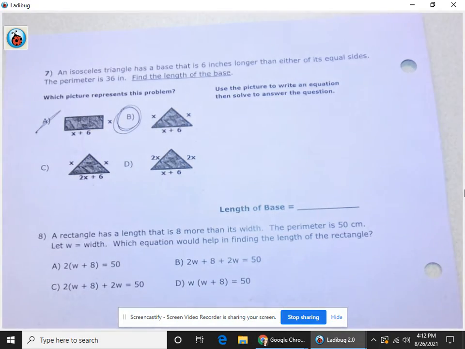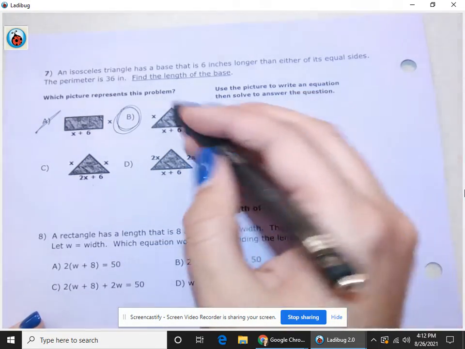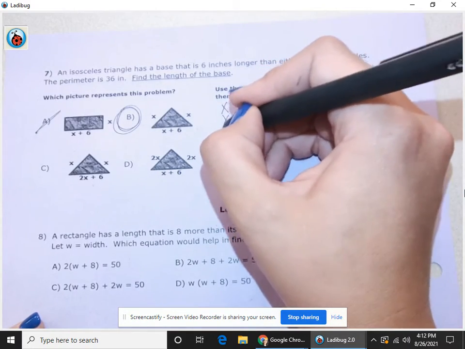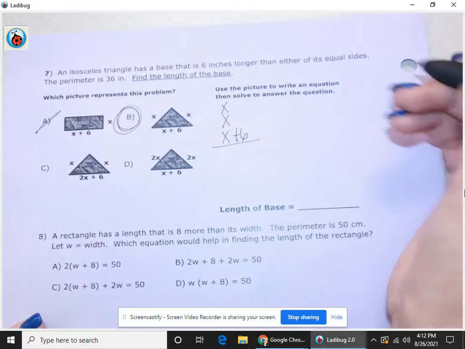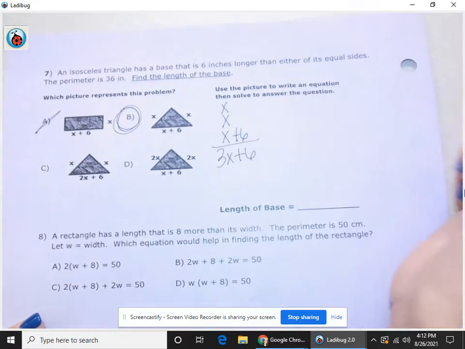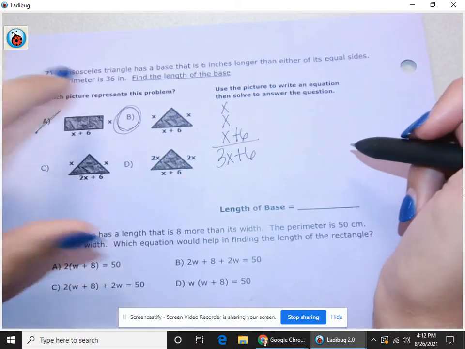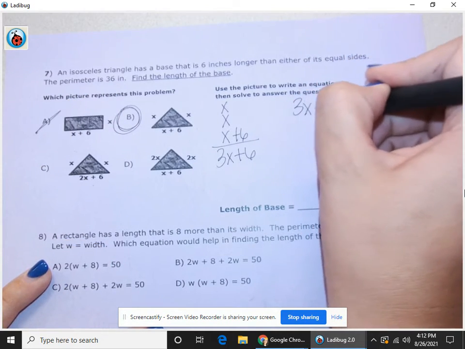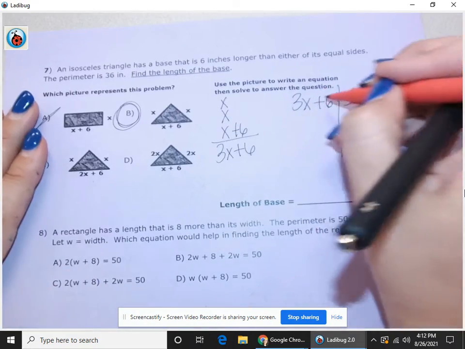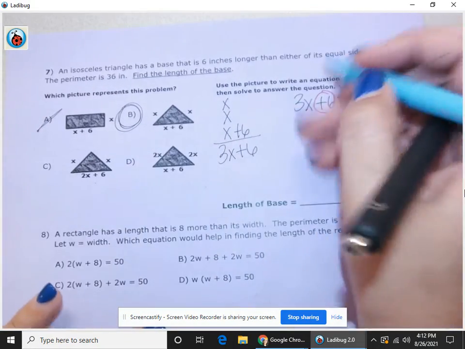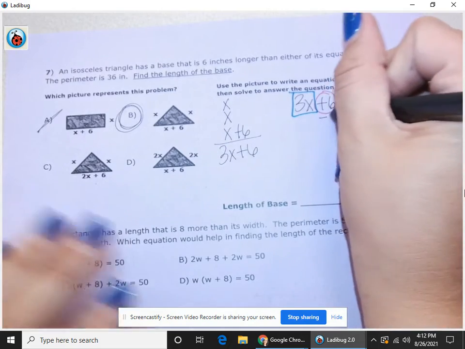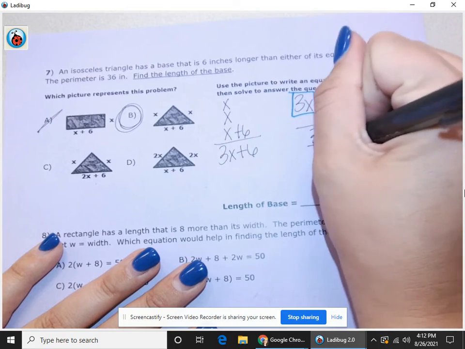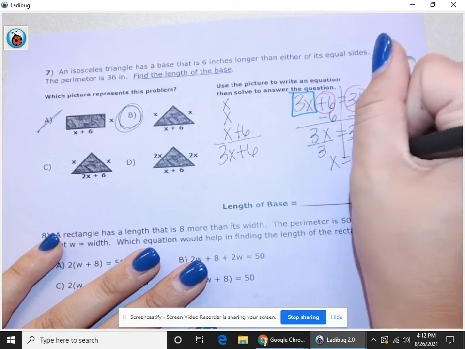so we were right, it is B. This one, because it's not a rectangular square, I have x plus x plus x plus 6, and I get 3x plus 6, and that is my perimeter. My perimeter is also 36 inches, so I've got 3x plus 6 equals 36, and I'm going to solve for x. I'm going to subtract 6. I get 3x equals 30. Divide by 3 to get x equals 10.